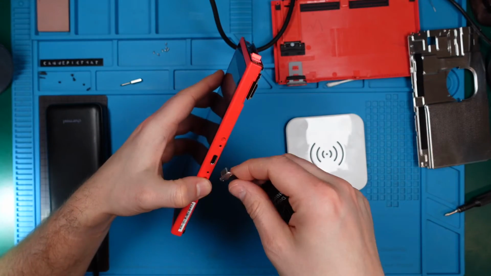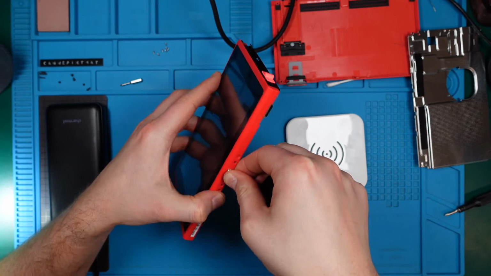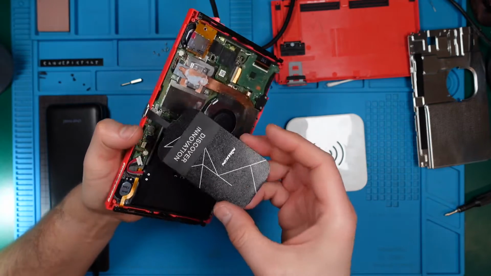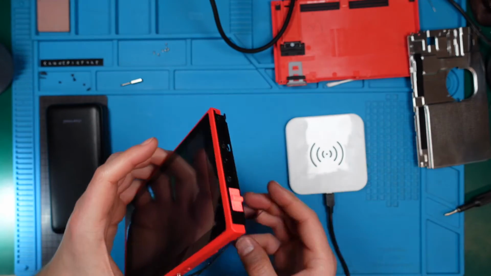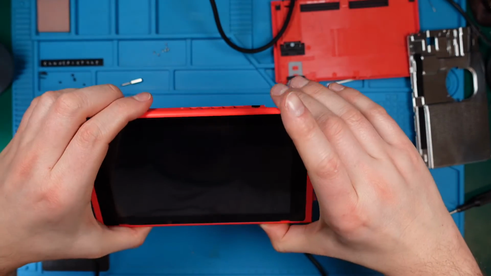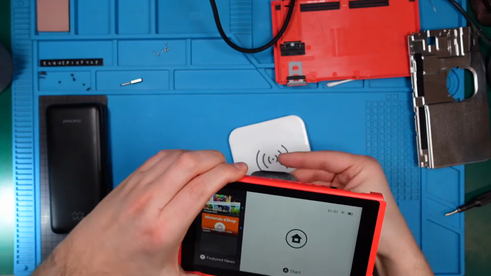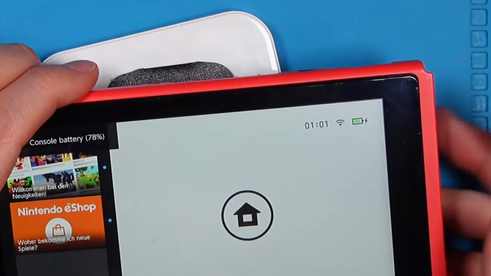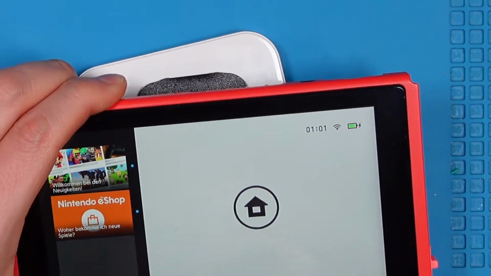The idea is you would plug it here and boom. That's it. Now, when we turn it on, well, let me wake it up. See, not charging. When we place it here, boom, charging. That's the proof that this works.